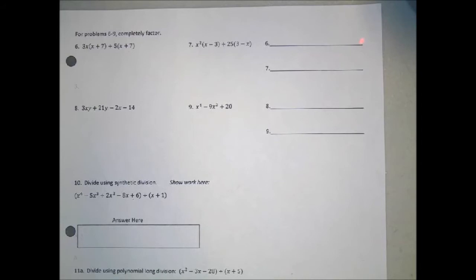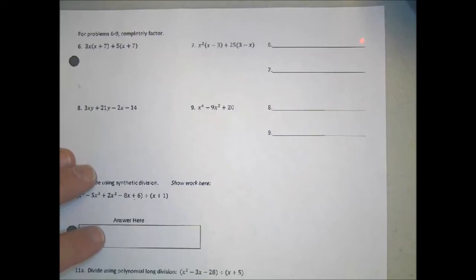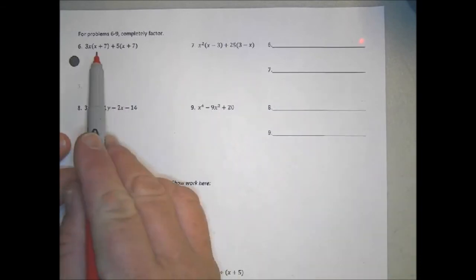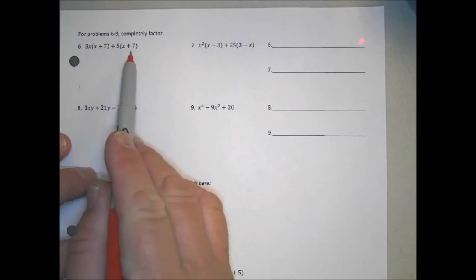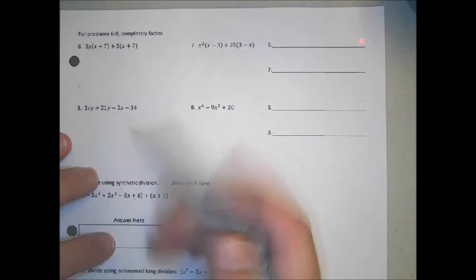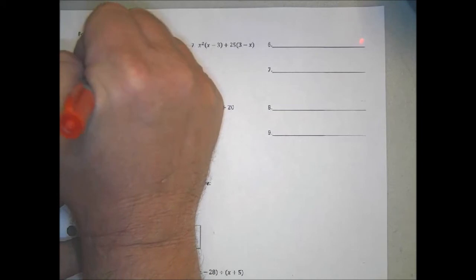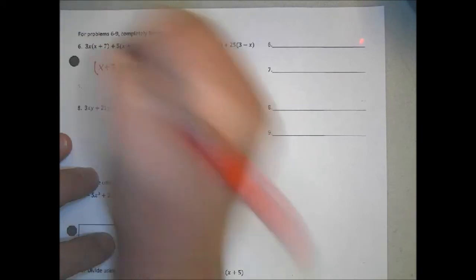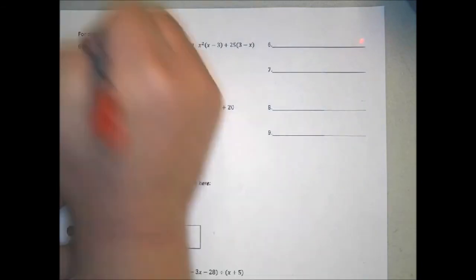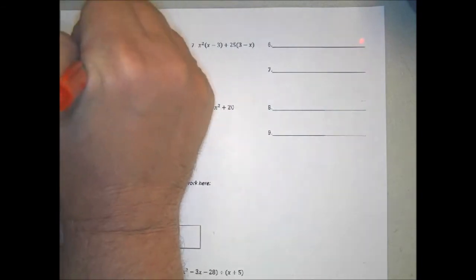So problems 6, 7, 8, 9 are factor completely. In problems 6 and 7, the factoring process has begun because you can see some parentheses. In problem number 6, we see that x plus 7 is a common factor for these two. So we're just going to pull that x plus 7 out as the common factor. What I'm really doing is I'm dividing both of these terms by x plus 7.